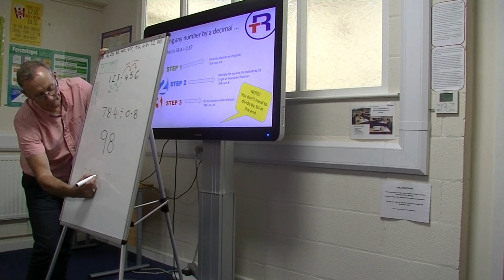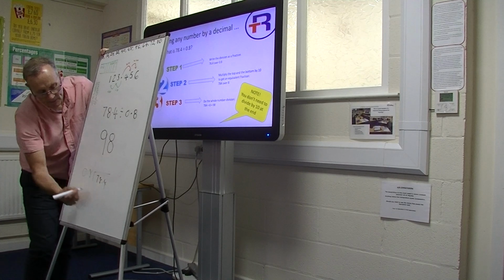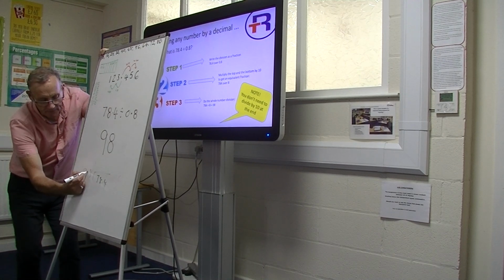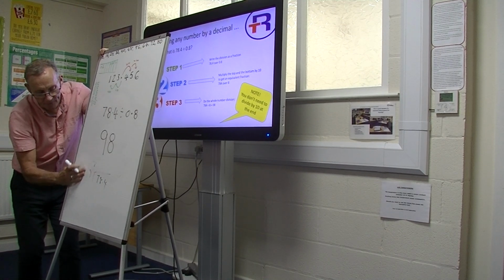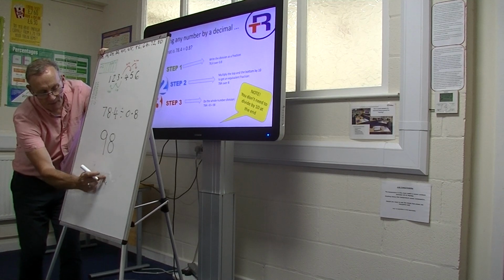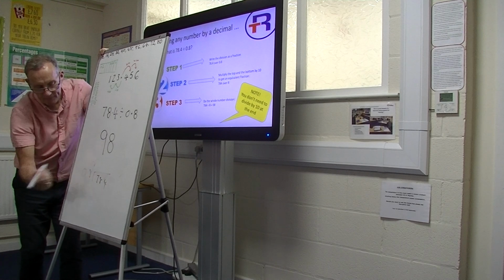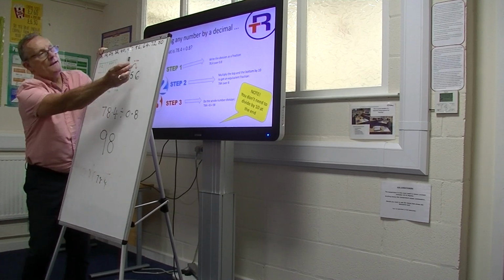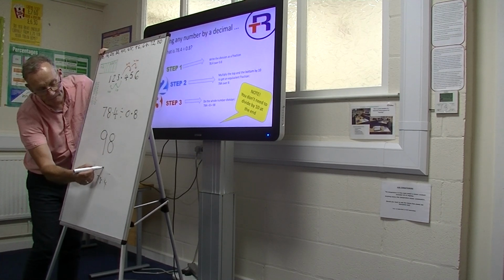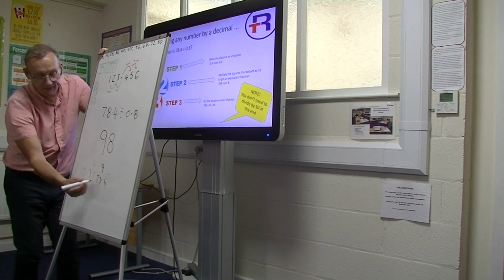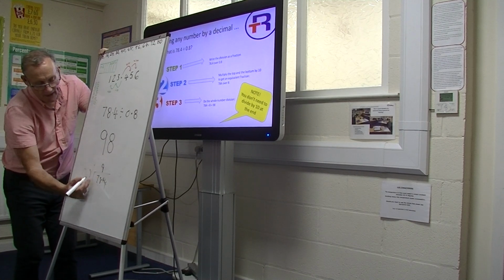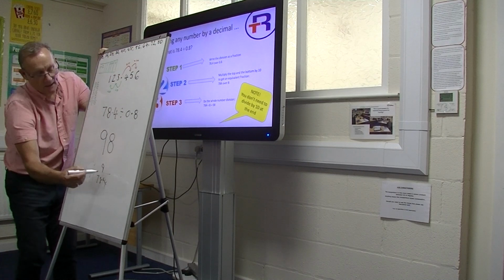Pen's running out. Set it up like that. Yeah. Times by 10 gives you just 8. Times by 10 gives you 784. 8 into 7 doesn't go, so 8 into 78, 9 times, with a remainder of 6. 8 into 64, 8 times.